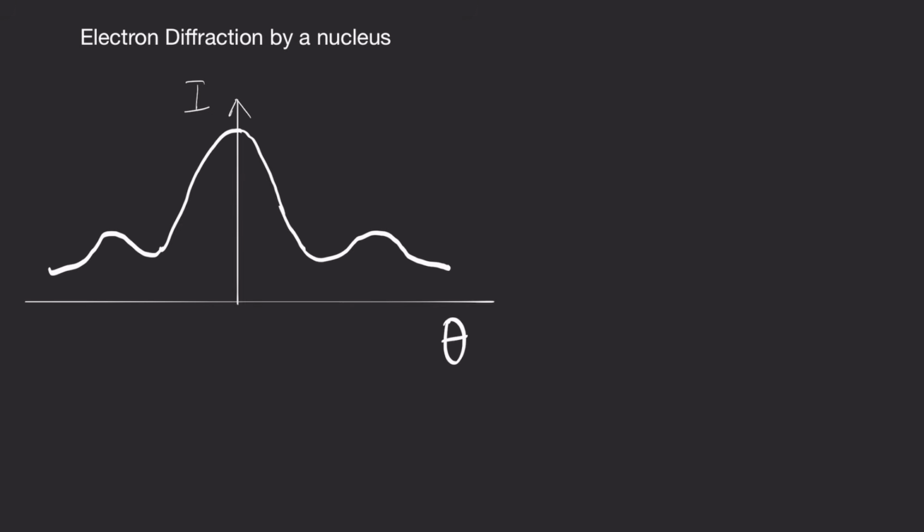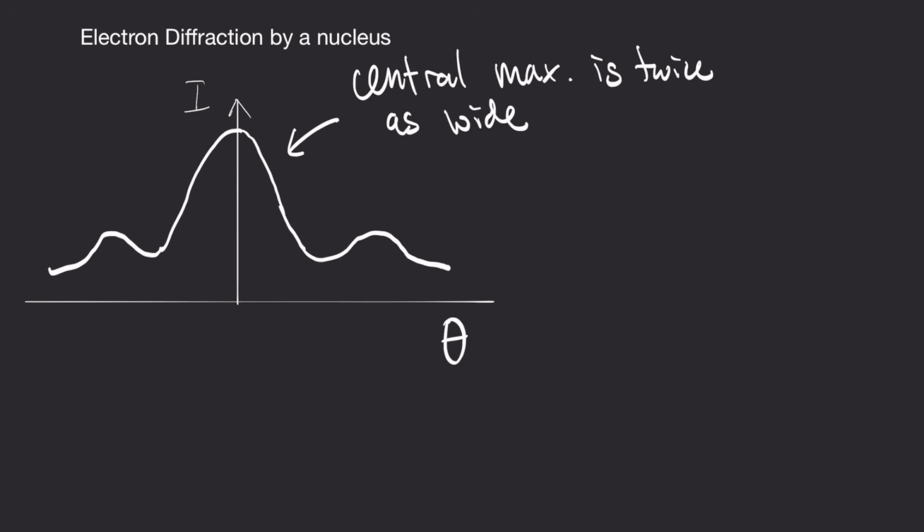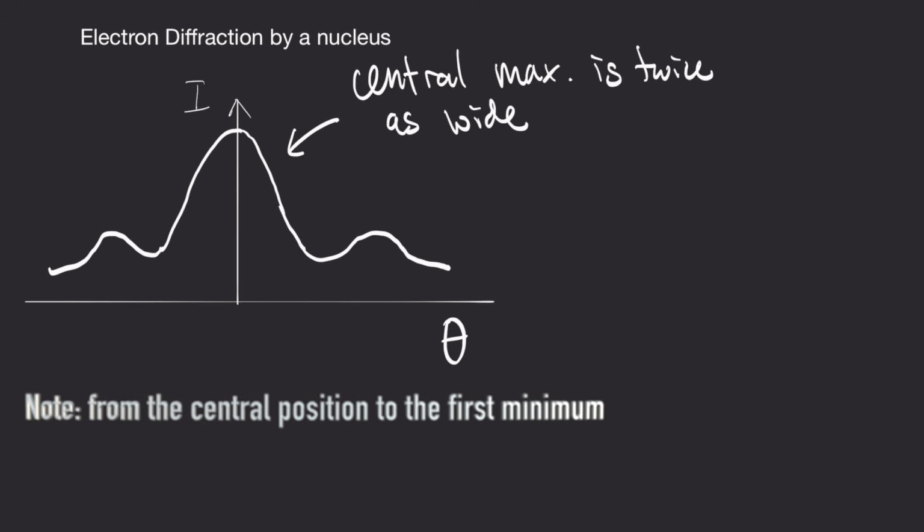We also need to remember the shape of this graph of electron diffraction by the nucleus. On the y-axis, we have the relative intensity, and on the x-axis, we have the angle of diffraction. A couple of key features include that the central maximum is approximately twice as wide. Occasionally, we can also get questions on estimating the radius of a nucleus using this graph. Questions may give us the angle from the central position. Let's just call this angle theta or delta theta.